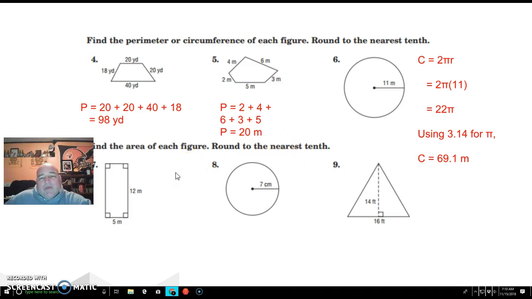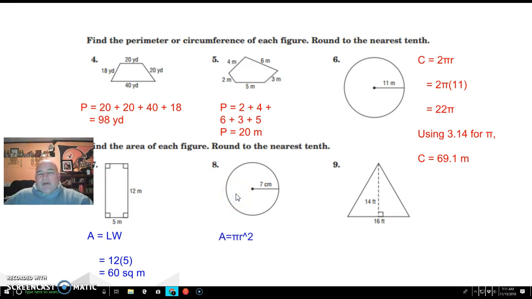Our final 3 examples are area. So notice that this is a rectangle. Length times width. 12 times 5. This is 60 square meters. Again, square, because this means that we would need 60 squares, 1 meter on each side, to cover up this entire rectangle. Number 8, of course, is the circle.